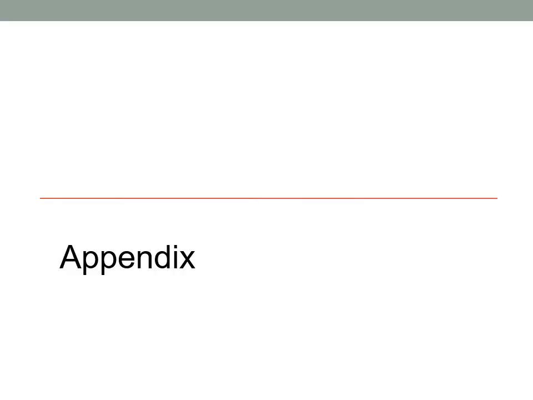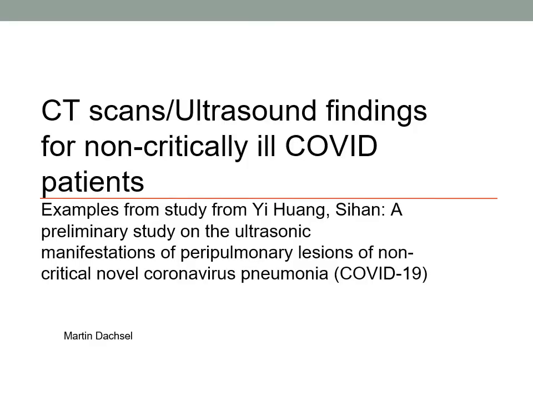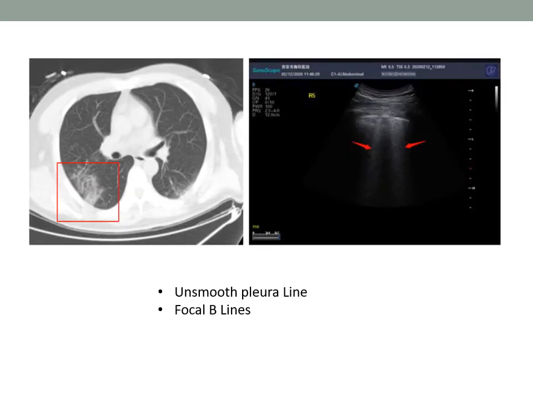Finally, here's an appendix. Martin Duxell put this together. These are the images from a Chinese study which came out in February of the lung ultrasound changes in COVID correlated to CT. So here you can see B lines, and you can also see that the pleural line is no longer smooth. And this correlates very nicely to the CT of the same patient on the left.